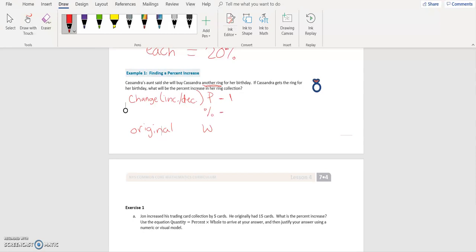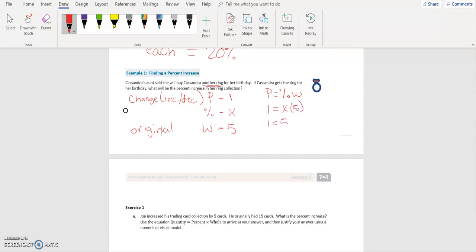We don't have anything that says anything about percent in here, so that's going to be our variable x. And then our whole is how many we started out with, our original. She had 5 rings. So write our equation: P is equal to percent times the whole. Then plug it in. P, we said, is 1, so instead of a P, I'm going to write a 1. Equals percent, which I don't know, x. And W is 5, so I'm multiplying those two things together.